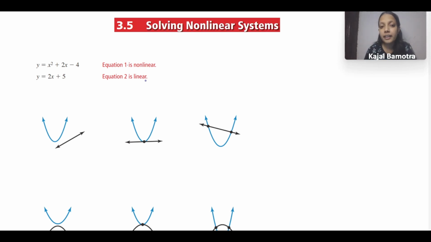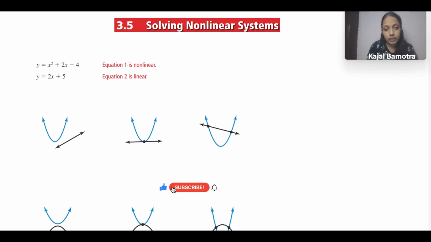Hello everyone, now we are doing 3.5 Solving Nonlinear Systems. So what is nonlinear? The equations which are not linear are known as nonlinear. Linear equations mean if an equation represents a line, that equation is known as a linear equation. Nonlinear means if an equation does not represent a line, that's a nonlinear equation.